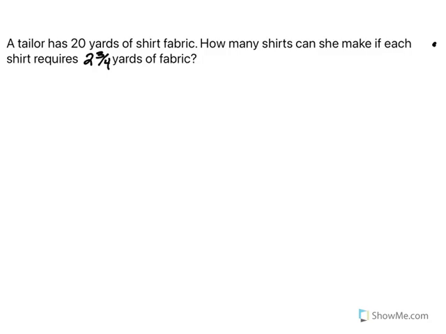A tailor has 20 yards of shirt fabric. How many shirts can she make if each shirt requires 2 3/4 yards of fabric?